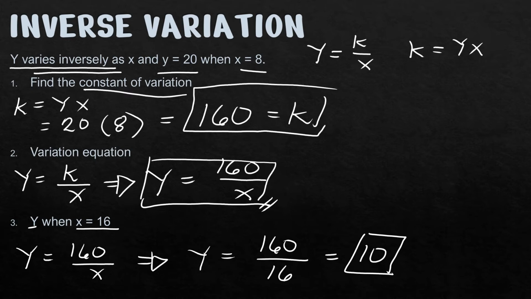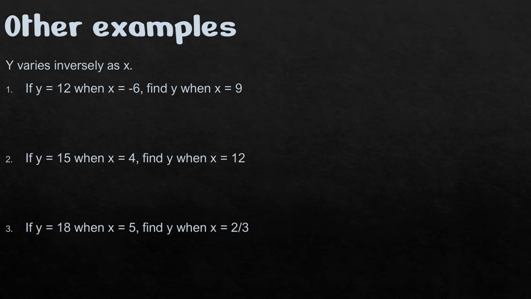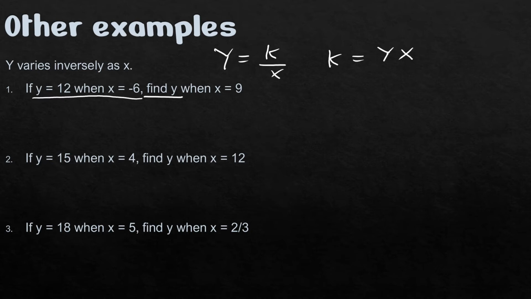So, kuha po tayo ng ibang example. Then, we can use again this one to answer our activity number 1. We have here y varies inversely as x. Again, pag inversely, to find the constant, that is y times x. So, the same process a while ago. We need to find again the constant muna. So, y times x. Our y here is 12 and our x is negative 6. So, that means the constant is negative 72.